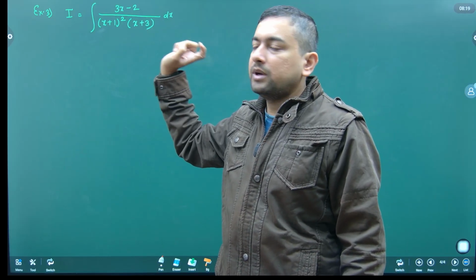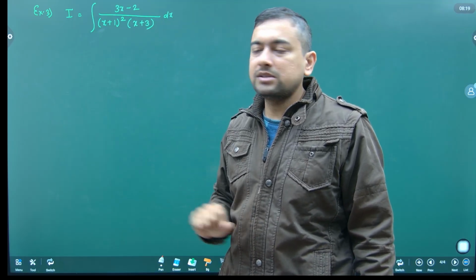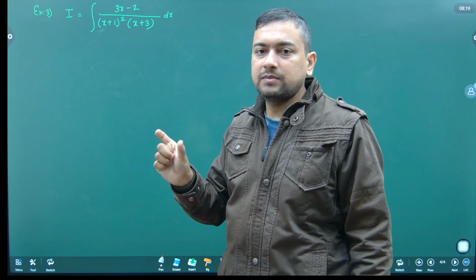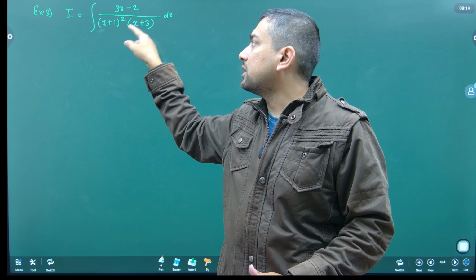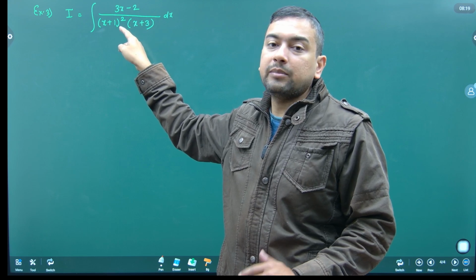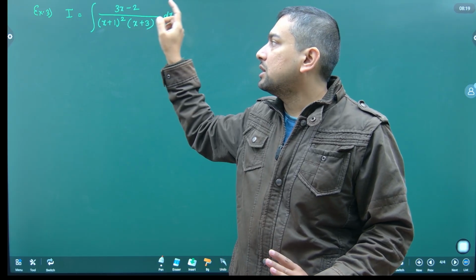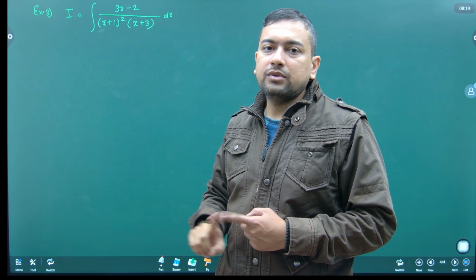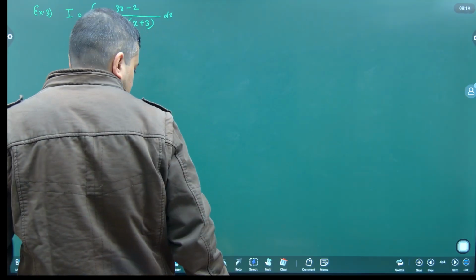If you observe the denominator, the factors are linear. What are the linear factors? x plus 1 is there, and second is x plus 3. x plus 3 is non-repeated because square is not there, but x plus 1 is a repeated factor as well as a linear factor. So the denominator consists of a repeated linear factor. It will be case number 2 or type number 2.